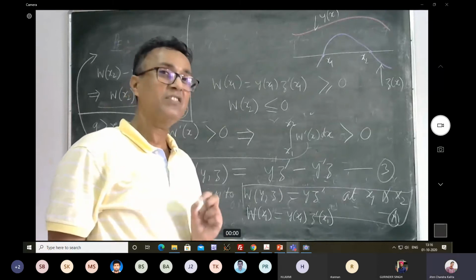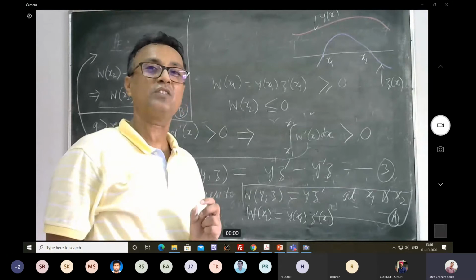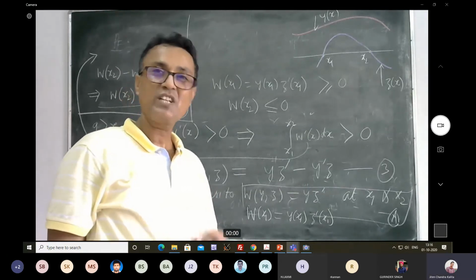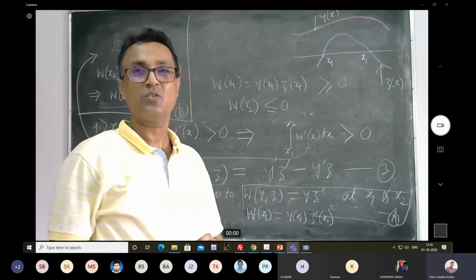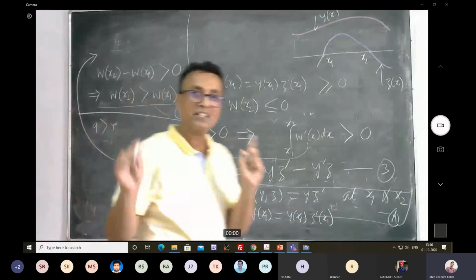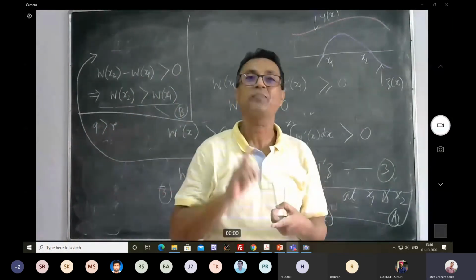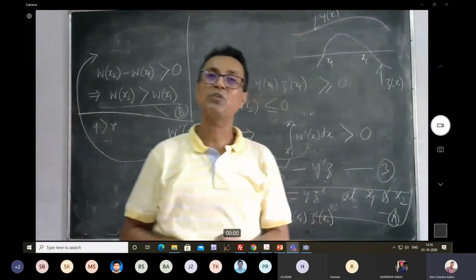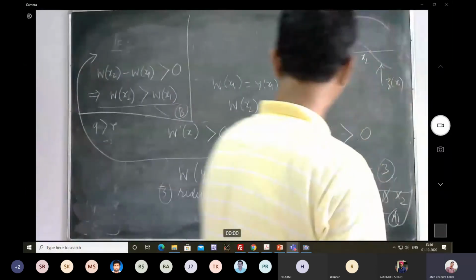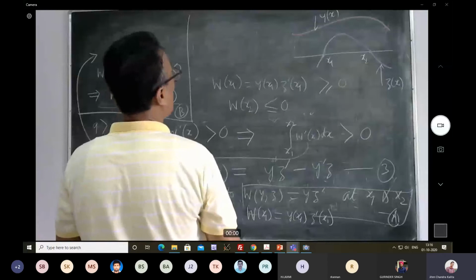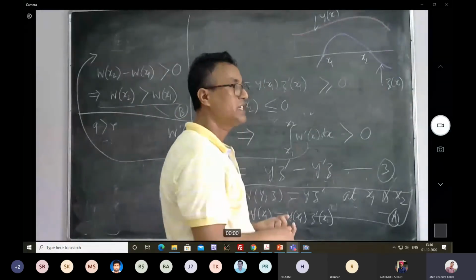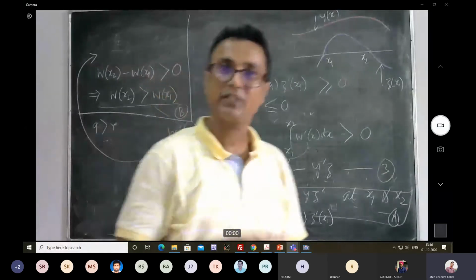I can always assume them to be linearly independent solutions of some equation, isn't it? So in that case, your W cannot be 0. So in either case, I am going to get a contradiction. So that means y(x) must vanish in the interval (x1, x2).